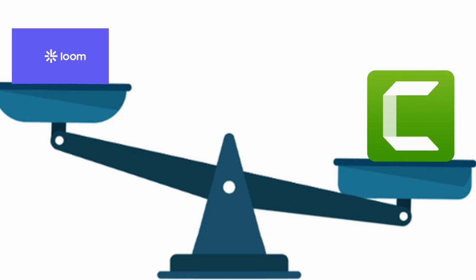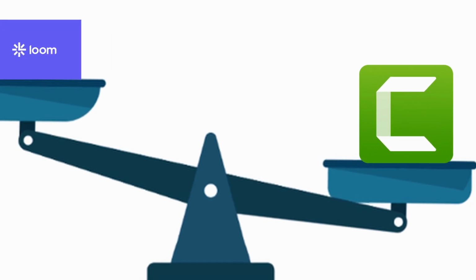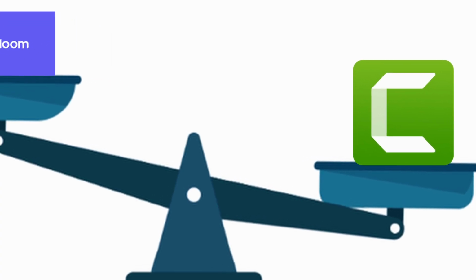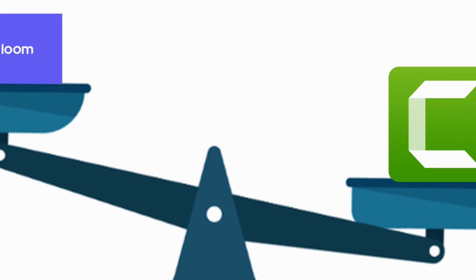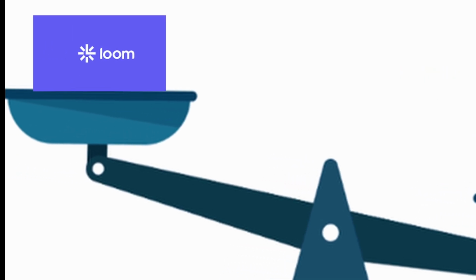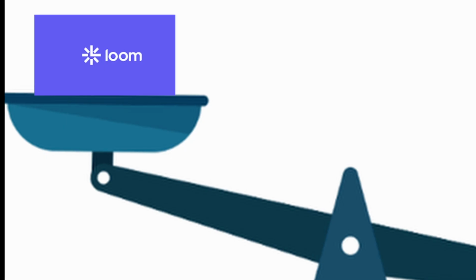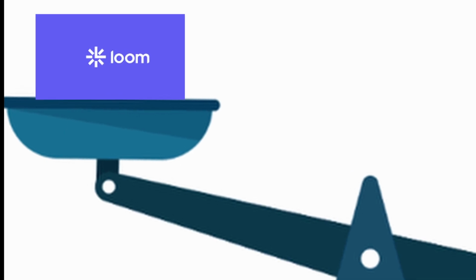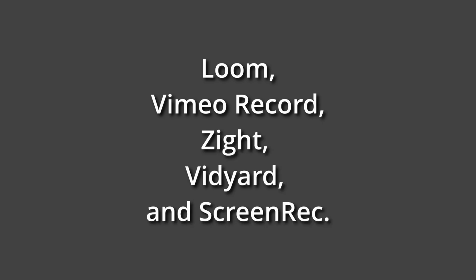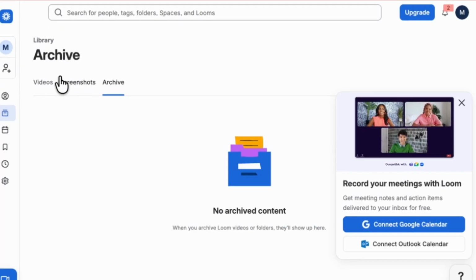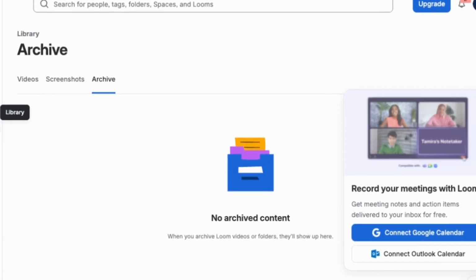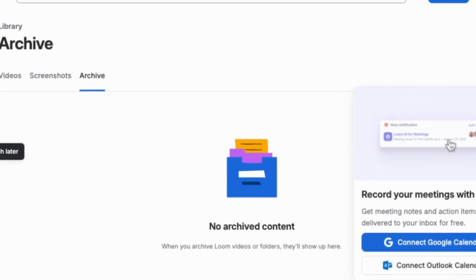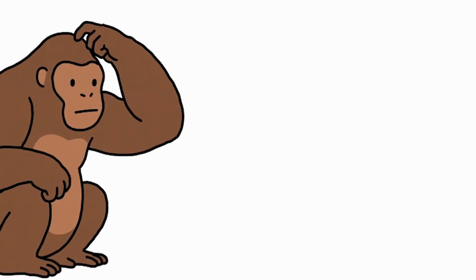Let's imagine for a moment a scale of complexity. On the one end, you have a high-powered editing tool like Camtasia, and on the other hand, you can have something simple that's fast and probably browser-based. These quick browser-based tools include options like Loom, Vimeo, Zight, Vidyard, and ScreenRec. On the flip side of Camtasia, a tool like Loom lets you capture the screen, record your webcam, and share a link to the video in seconds.